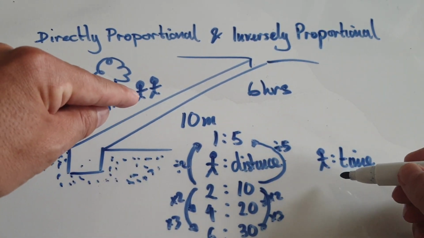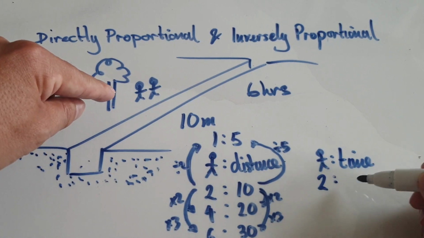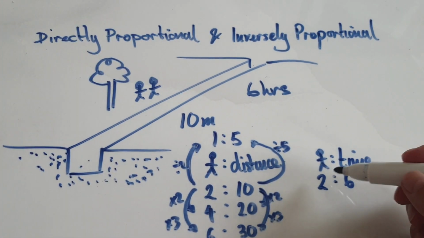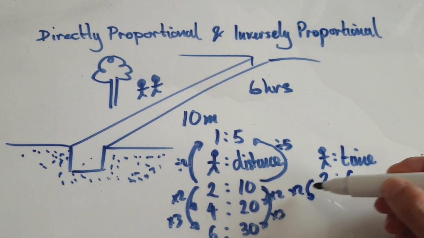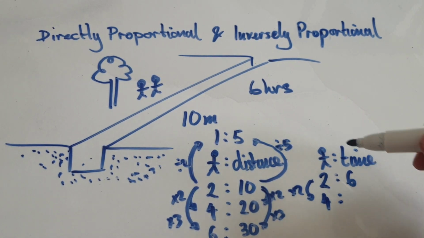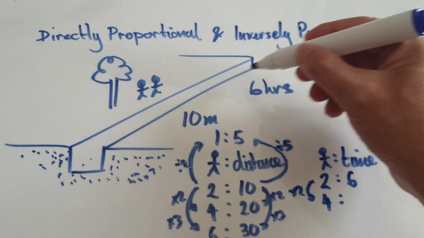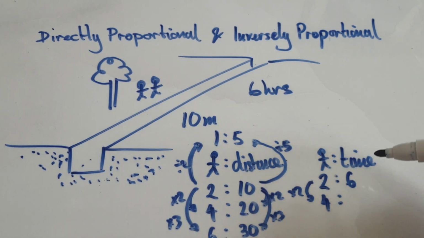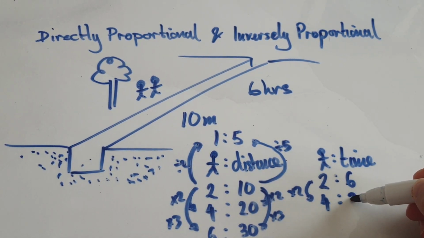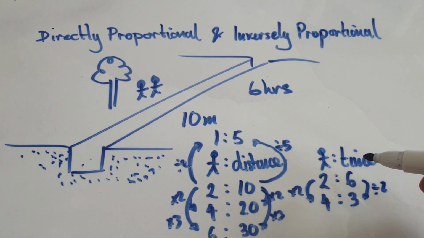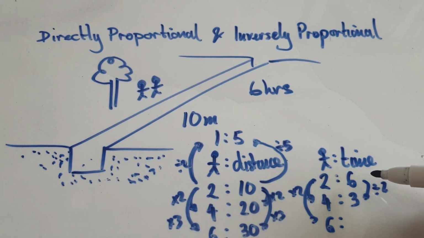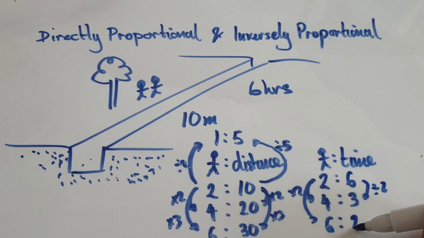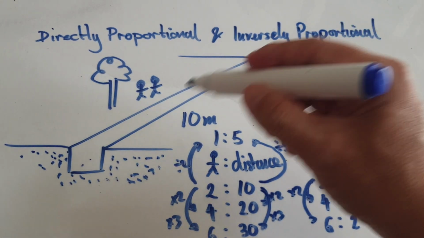Now let's look at the relationship between people, so 2 people, and time, 6 hours. Now if you double the number of people, so you put 4 people in the job, then you would expect the time taken to dig this 10-meter trench to be half, because you double the number of people, then it only takes half the amount of time. So if you times this by 2, then you divide this by 2. If you times this by 3, so six people working on the job, then you divide this by 3. So it only takes 2 hours. It only takes 2 hours to dig that trench.